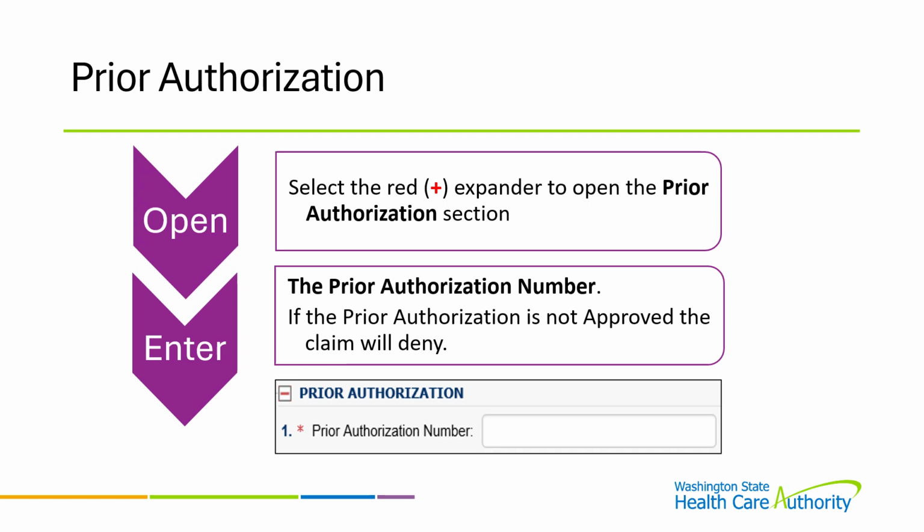To add a prior authorization reference number, tap the red plus sign. This expands the prior authorization section. Then, type the reference number into the field provided. Remember, it is important. If this number is missing, your claim will deny, and you will have to rebill and include the prior authorization number.